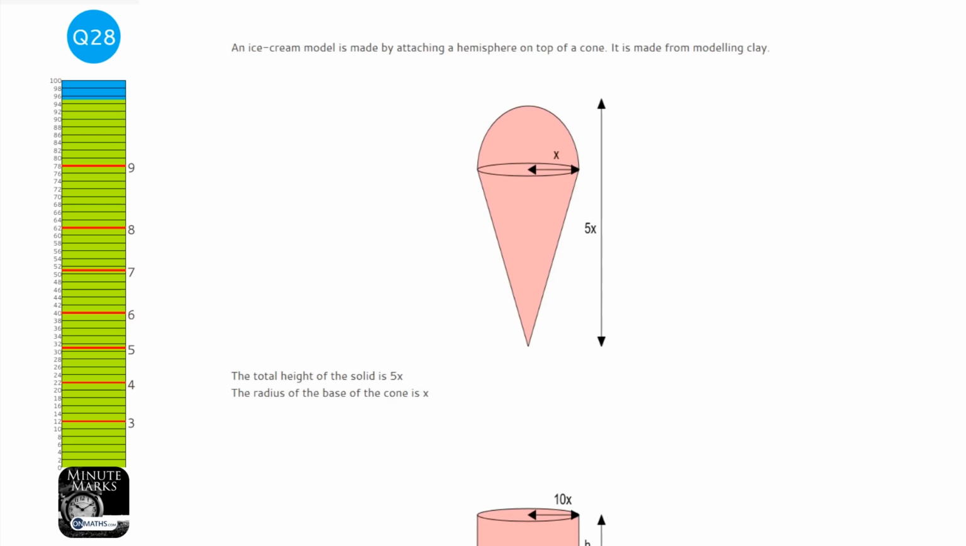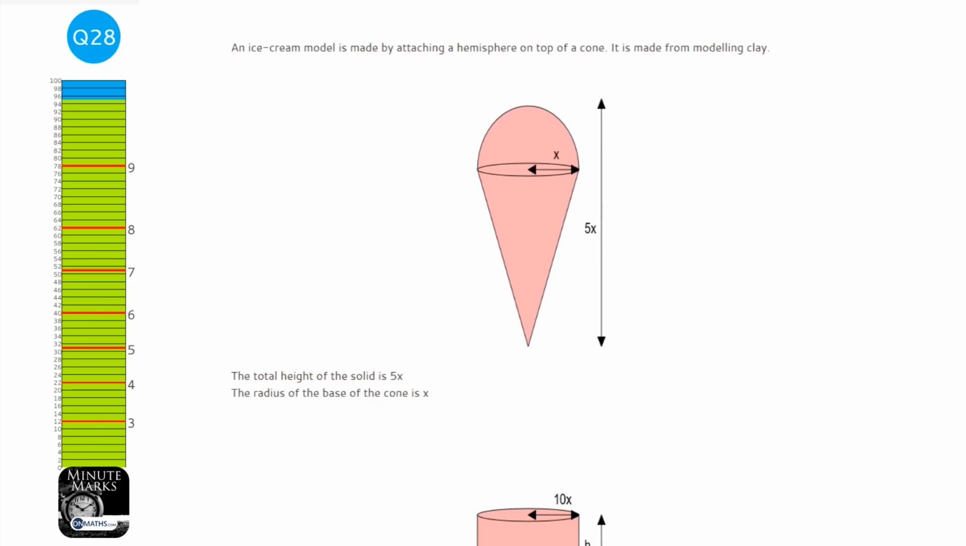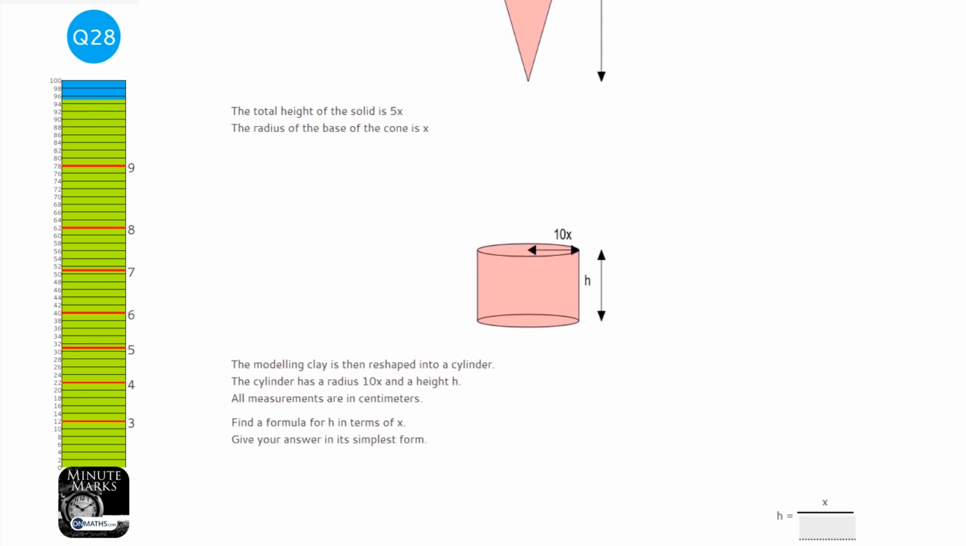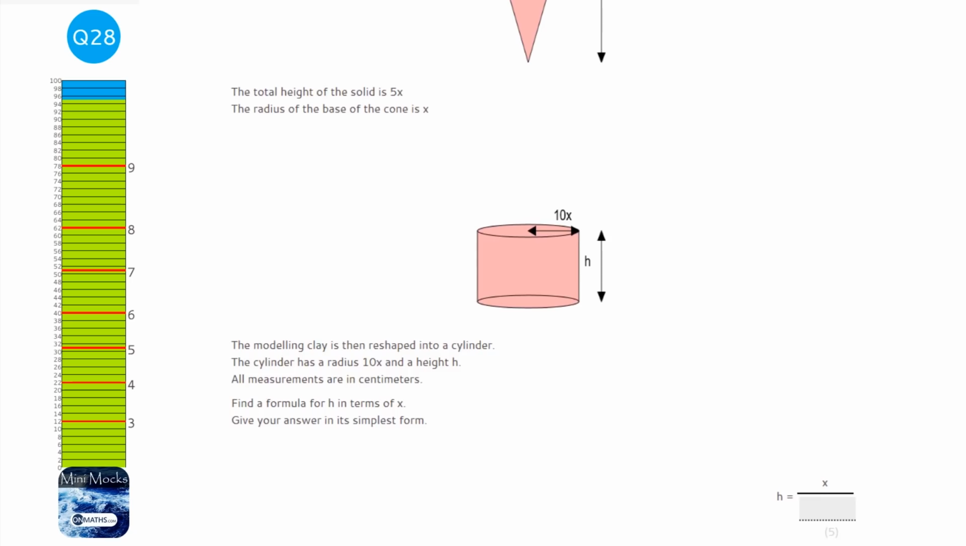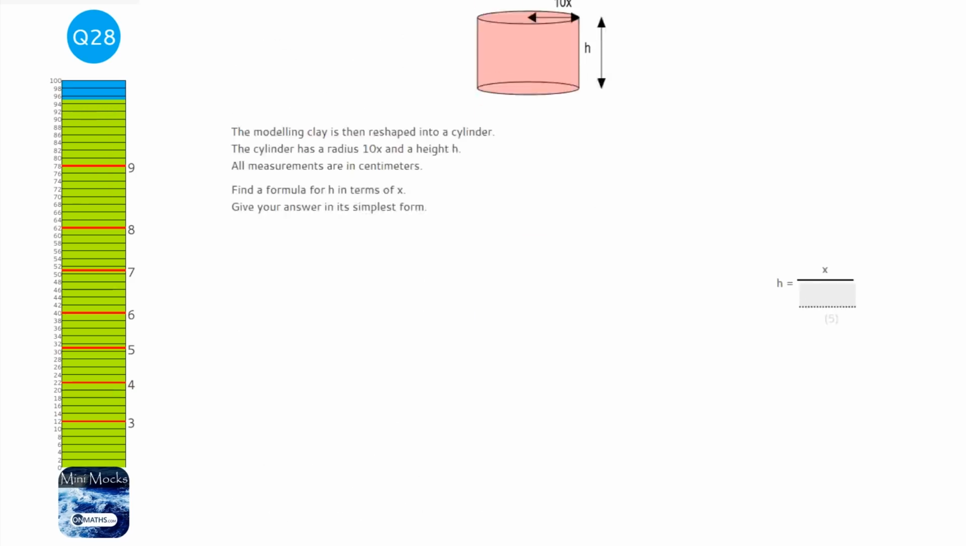Okay, so this doesn't seem like the easiest question, because there's 3 shapes going on. There's no numbers in it at all, and we're asked to find a formula. So the first place I'd start is working out, well, first of all, what are the formulas we'll need? Well, let's have a look. So we've got a hemisphere.